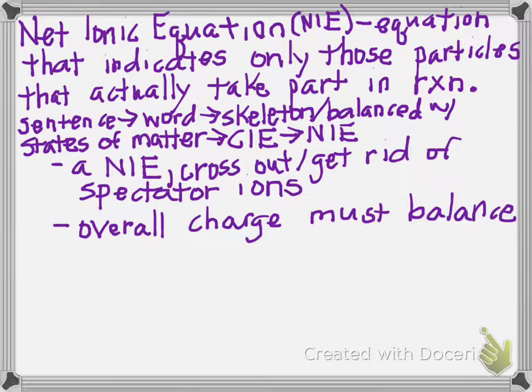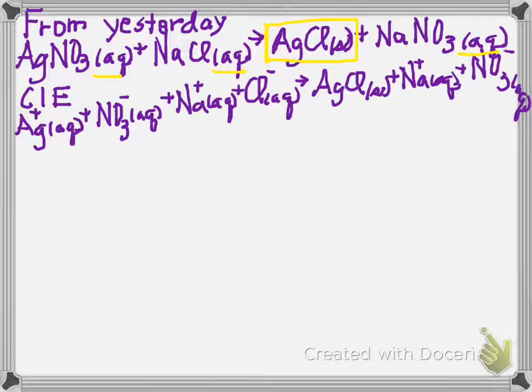So let's go back and finish that one from yesterday. So again, yesterday we had a sentence and we took that sentence and made it a word equation, and then we made it this skeleton / balanced equation. Remember, this was kind of an easy one because our skeleton equation was also a balanced equation. Okay? And then we took everything and we broke apart anything that was in the aqueous state of matter and wrote it as its ions. That's what we have here with our complete ionic equation.